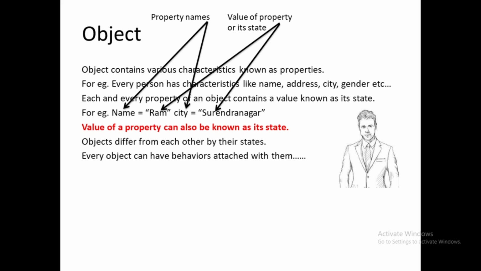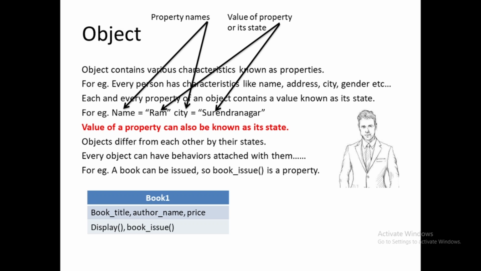Every object can have behaviors attached with them. So now, as we have discussed property, another thing is behavior or method. For example, a book can be issued. So book issue is a method. Remember, not property. Book issue is a method.